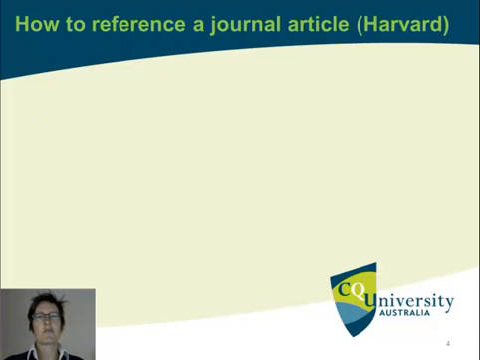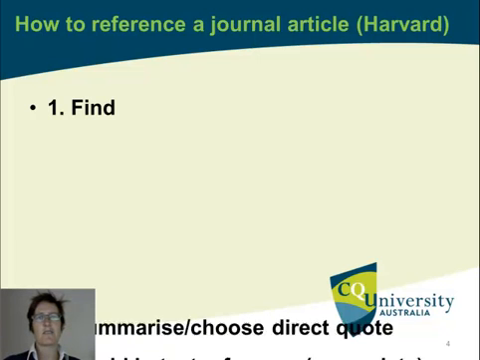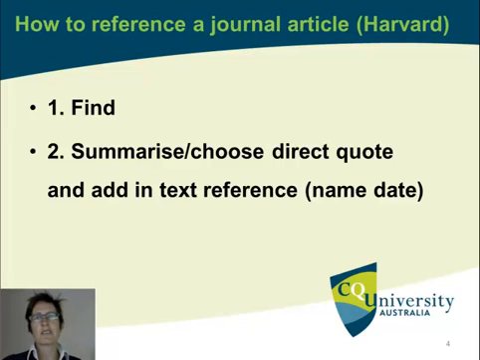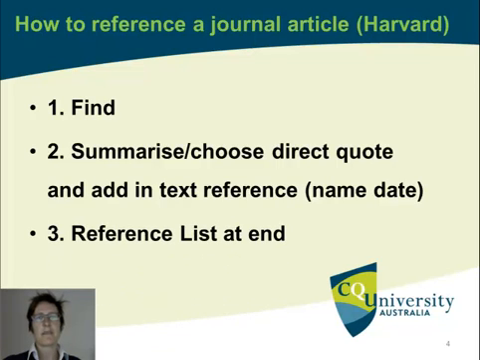So let's look at using Harvard referencing to reference a journal article. There's three pretty easy steps. Firstly, and you might have done this already, you need to find your journal article. After that, you are going to select the piece of information that you want to use. So that should be a summary of a section of the journal article, or it might be a very specific piece of information, and we'll deal with both after this. Finally, you need to list all those details at the end of your writing in your reference list, and we'll show you how to do this as well.